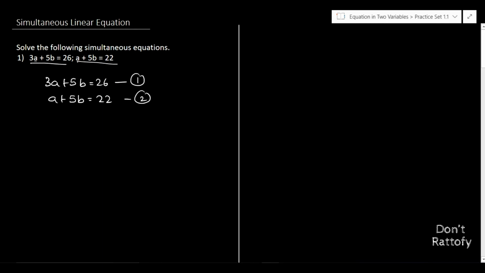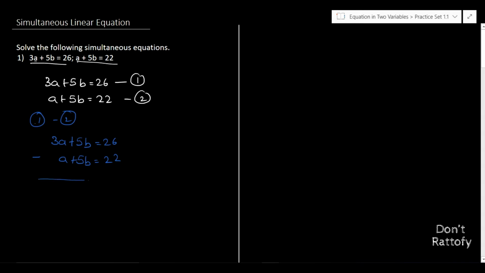So I have these two equations, and how am I going to eliminate one of the variables? See, here you can see the coefficient of b is 5 in the first equation and the coefficient of b in the second equation is also 5. So if I subtract both the equations, the b term will be gone because 5b minus 5b is 0. So I am going to do equation 1 minus equation 2. It will go like 3a plus 5b is equal to 26 minus a plus 5b is equal to 22.